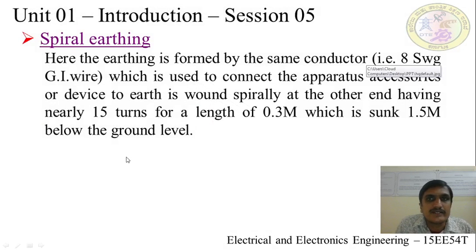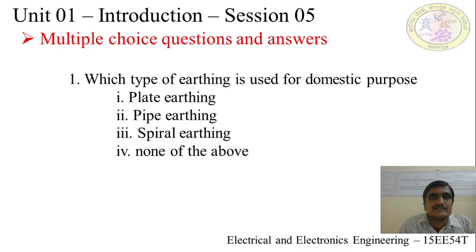In spiral earthing, the same conductor or wire is used to connect the apparatus to the earthing. What you are going to do in spiral, the wire is spirally wound about 15 turns and it is sunk in a depth of 1.5 meter below the ground level. This ends the types of earthing.